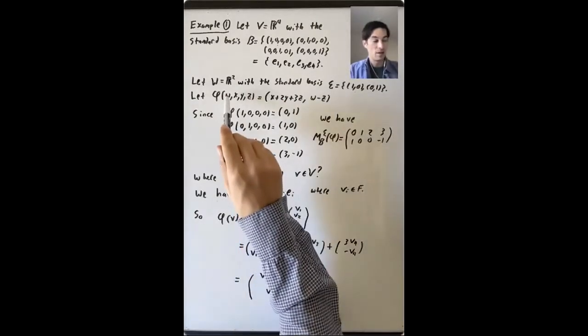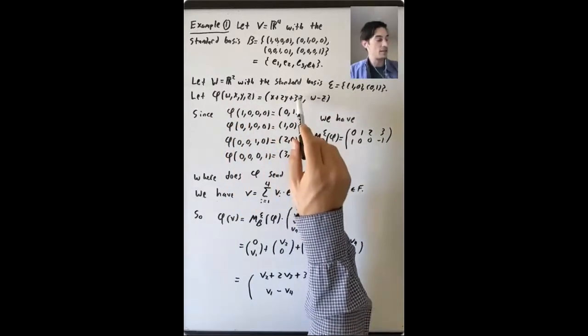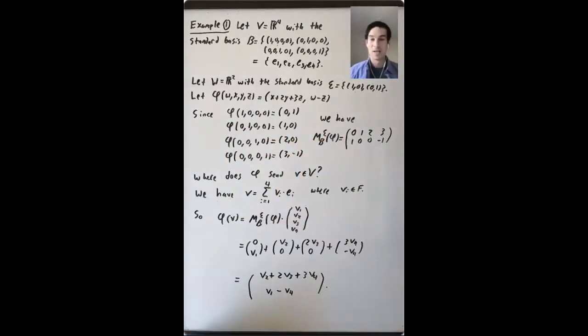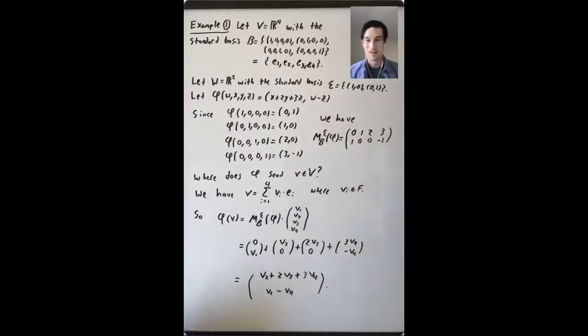Let's take the example phi, which sends (w, x, y, z) to (x plus 2y plus 3z, w minus z). I picked this example kind of randomly. It's a lot like the first example given in Dummit and Foote, but it's not exactly the same. So here you at least get a slightly different one.